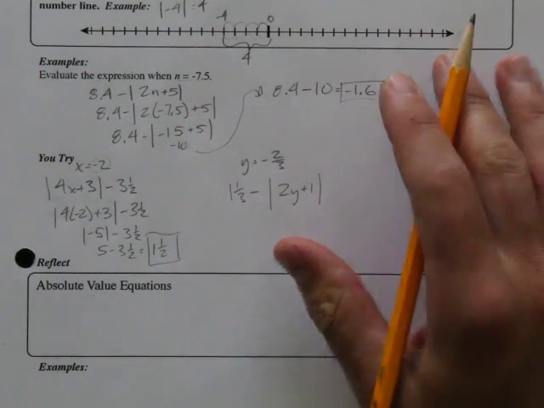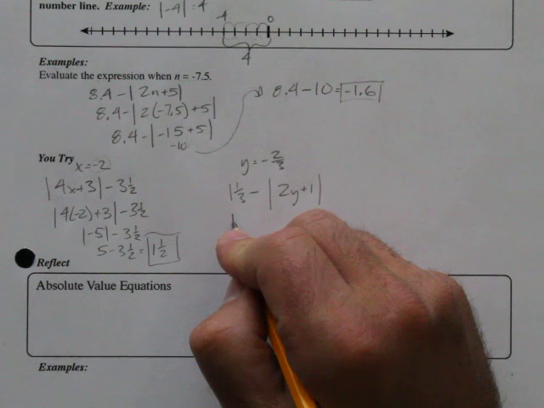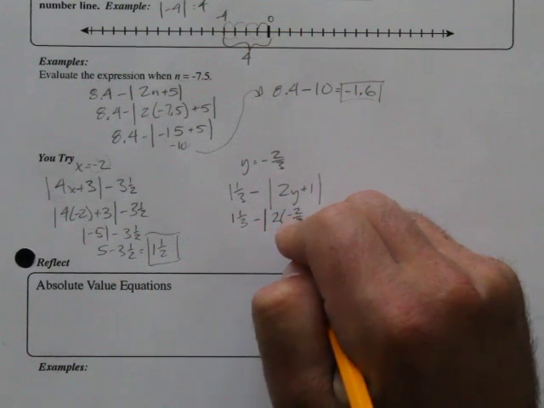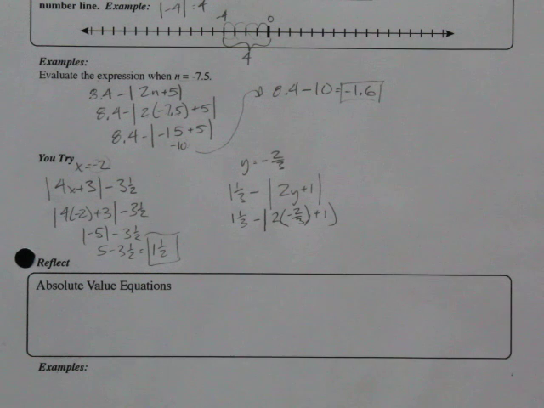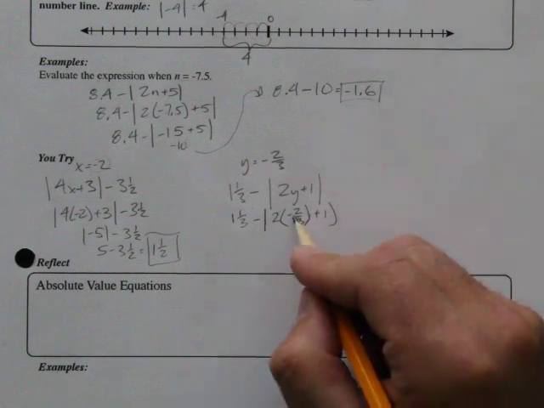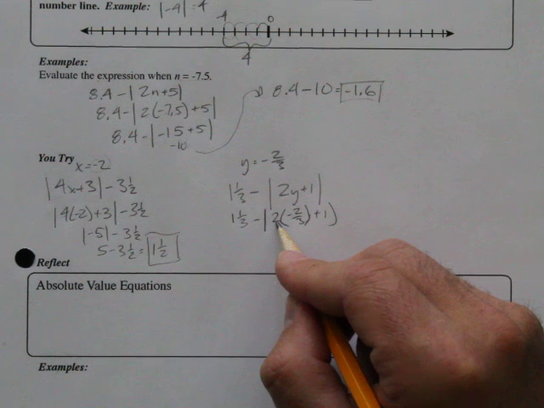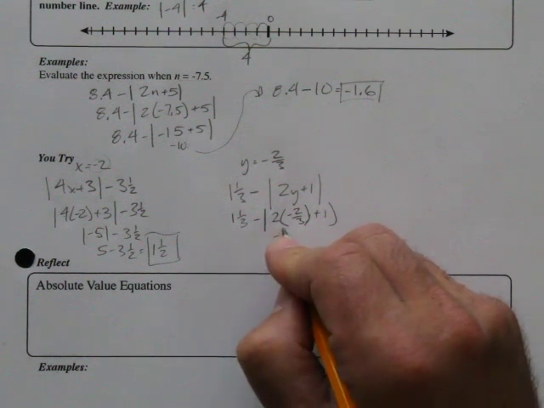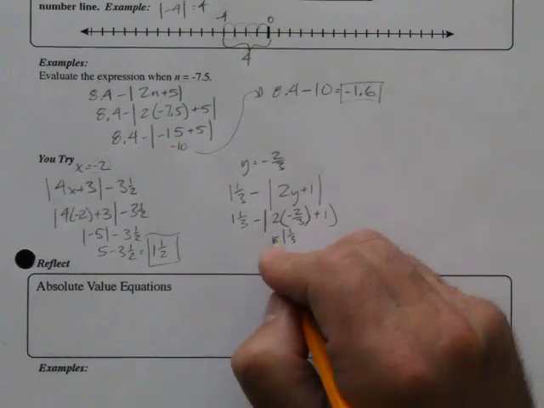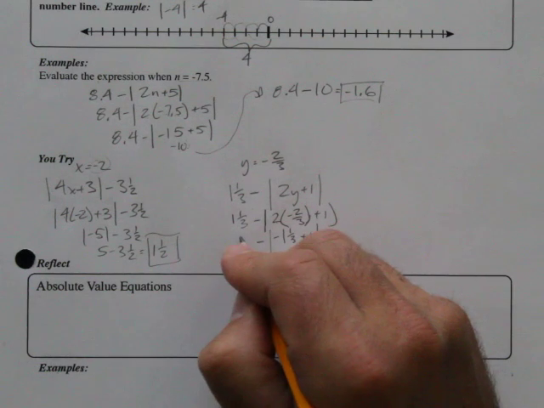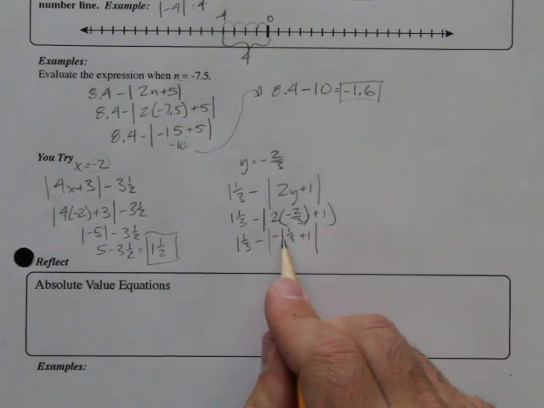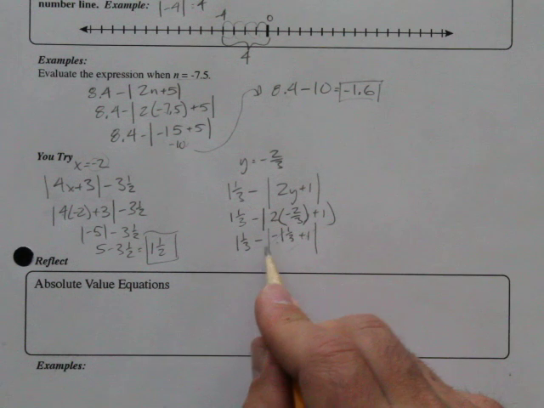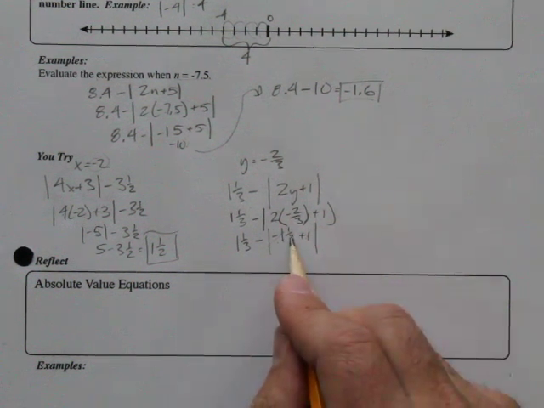Let's look at this one now. Plug in -2/3 for y. 1 1/3 minus the absolute value of 2 times negative 2/3 plus 1. Now, negative 2/3 times 2 will get me negative 4/3, which is negative 1 1/3. Negative 1 1/3 plus 1, so the 1's are going to just go away. Negative 1 and positive 1 gives me 0, so I'm just left with negative 1/3.